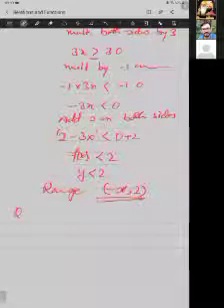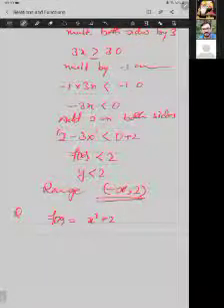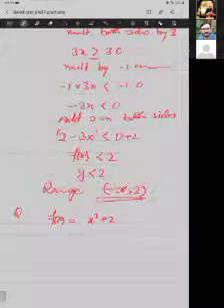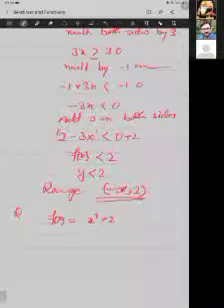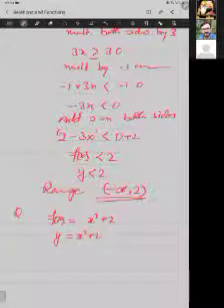Now one more question. Fx is equal to x square plus 2. Now see, fx can be said as y. So y is equal to x square plus 2. We need to calculate the range.